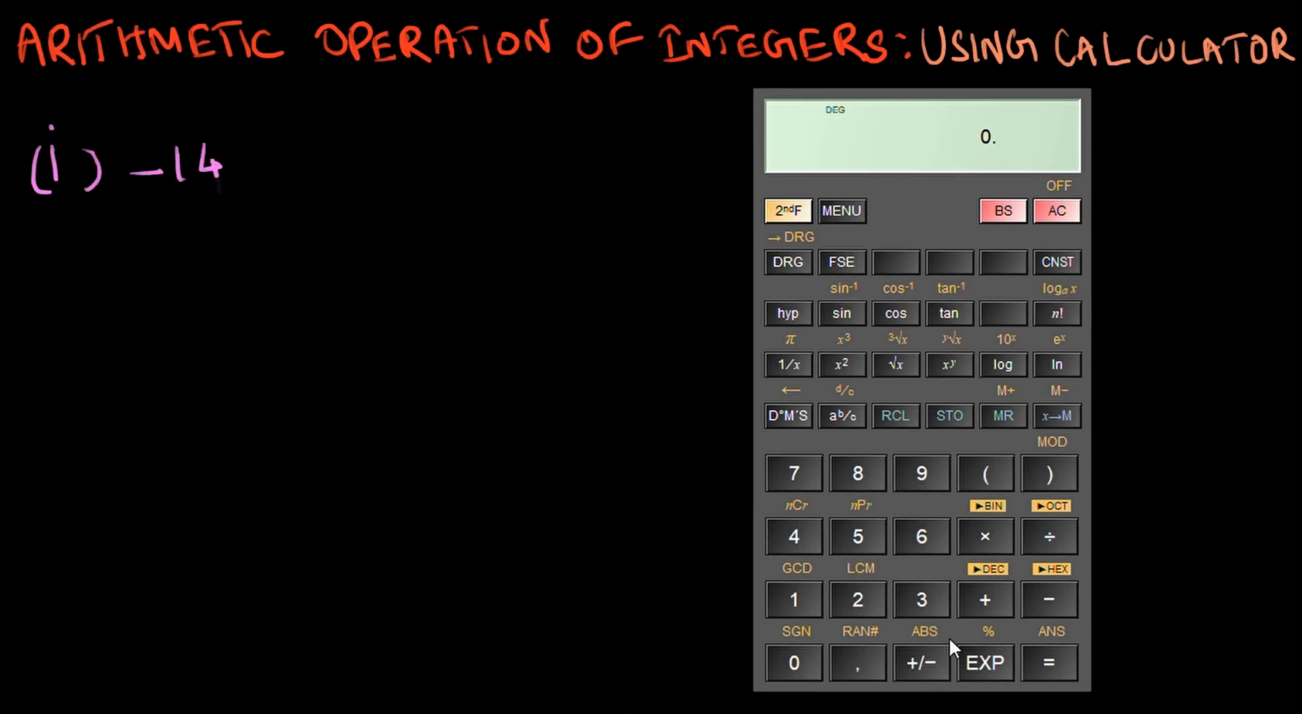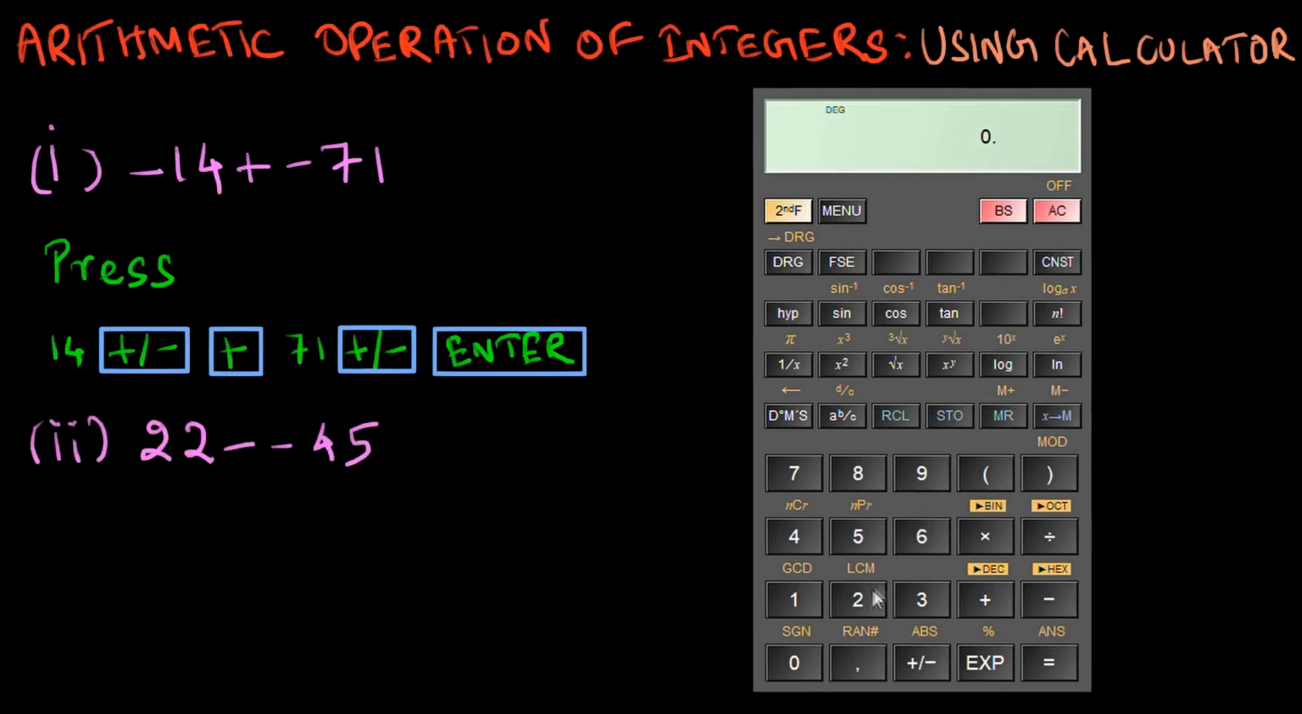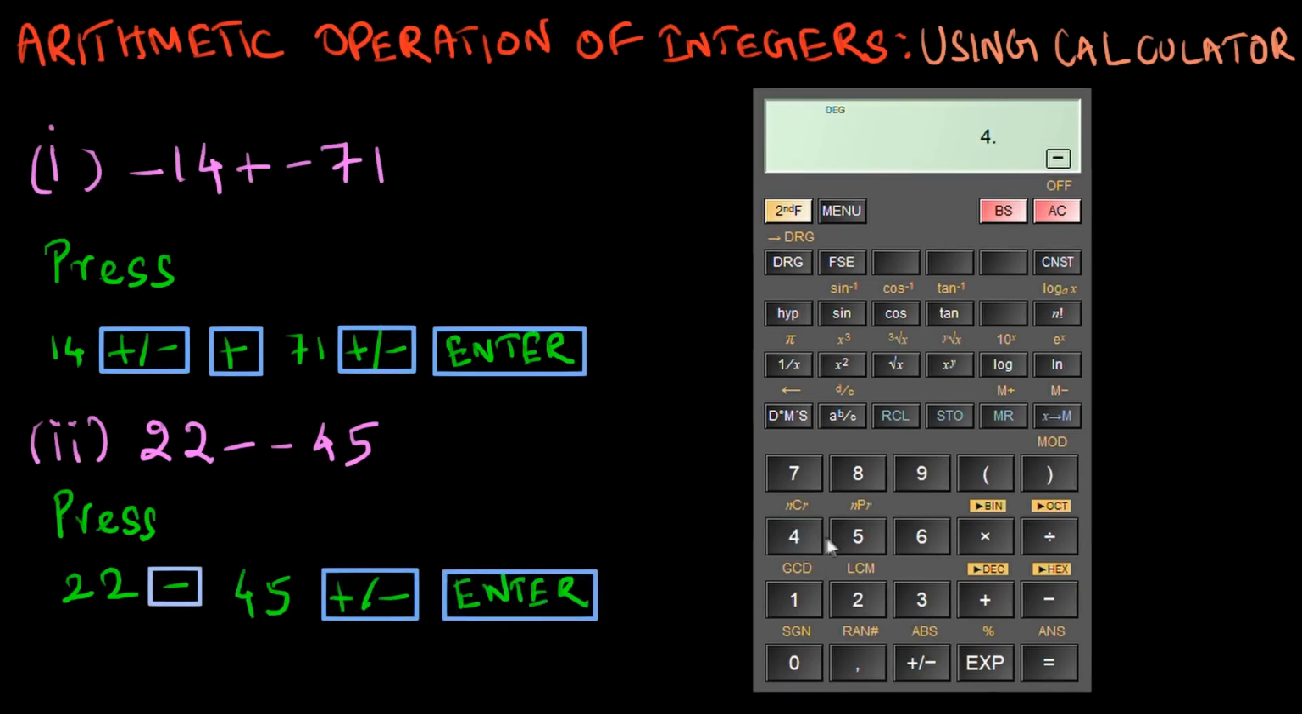First, let us calculate -14 plus -71. In my calculator, I have to enter the number first and then its sign. So first I will press 14, then plus or minus, and then plus operator, and then I will type 71, and then I will press the plus or minus button, and then I will press equal to button to get the answer. Here the answer is -85. Example 2 is 22 minus 45. So first press 22 and then minus operator, then 45, and then I press plus or minus button, and when I press equal to sign, I get the answer as 67.